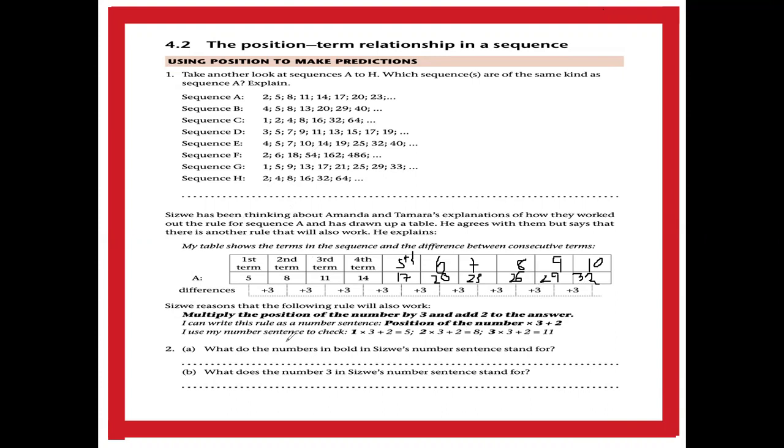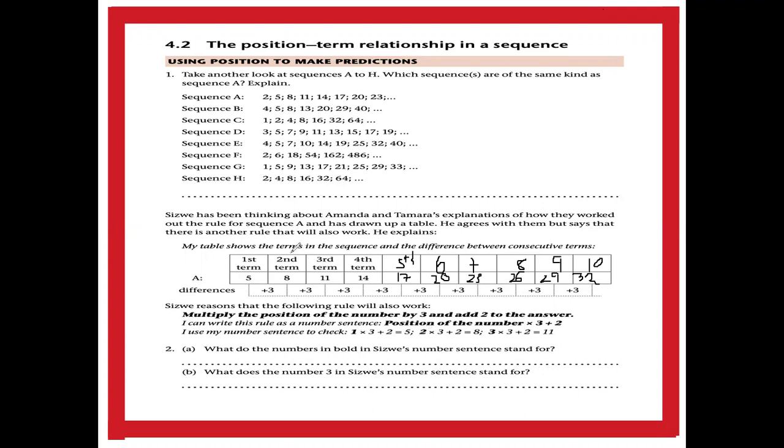These were reasons that the following rule will also work. Multiply the position of the number by 3 and add 2 to the answer. I can write this rule as a number sentence. Position of the number times 3 plus 2. Okay, so the position of the number is where the term is. So the first term will go the position 1 times 3, so 1 times 3 gives us 3, plus 2 gives us 5. So that is the number sentence. I use my number sentence to check. 1 times 3 plus 2 gives us 5.